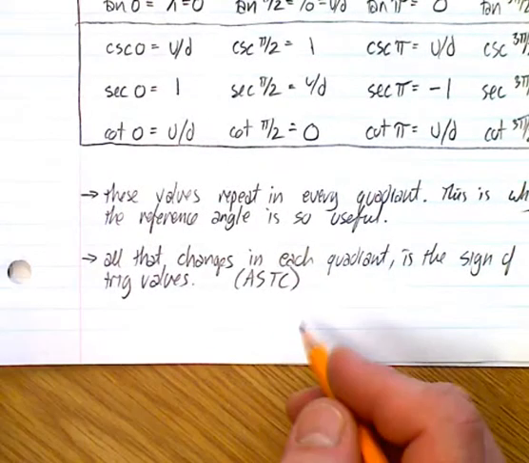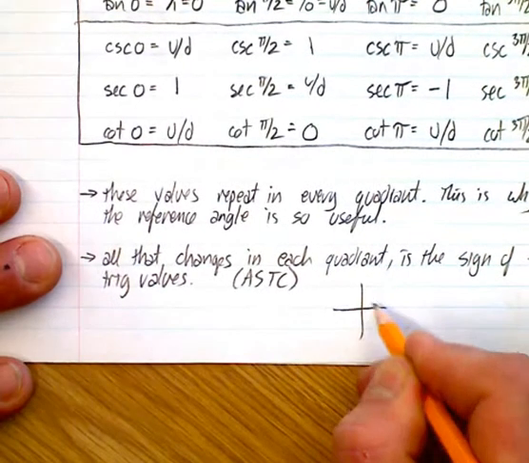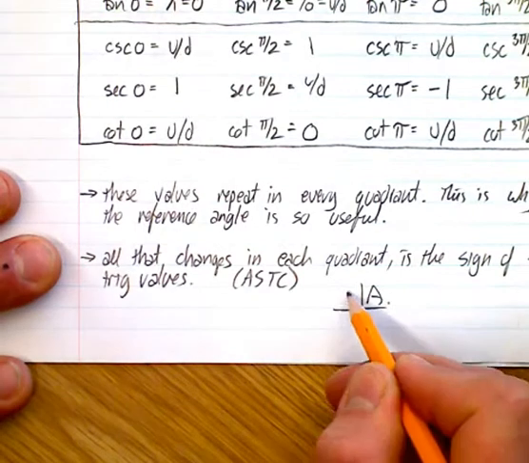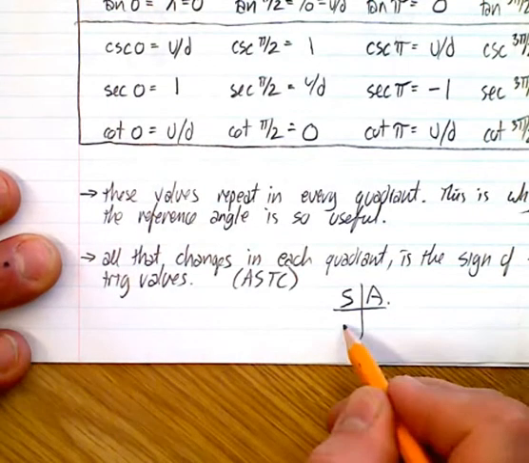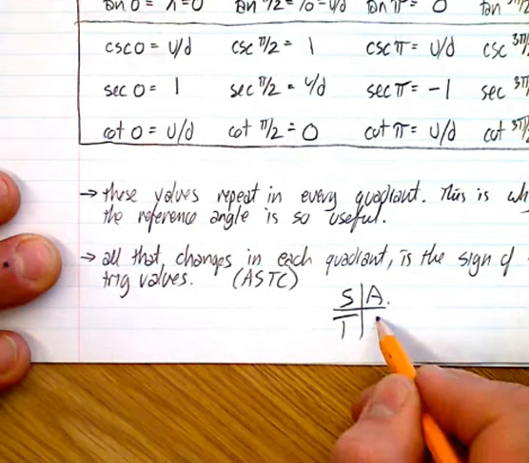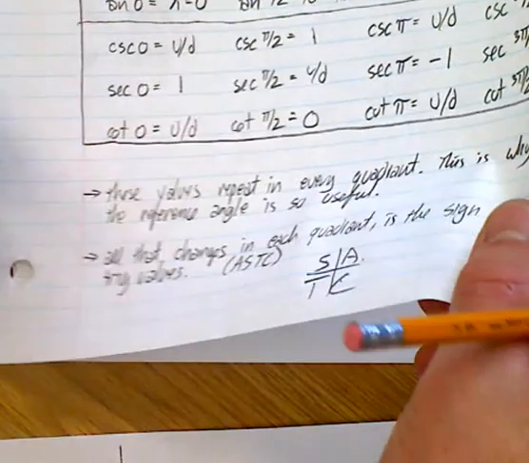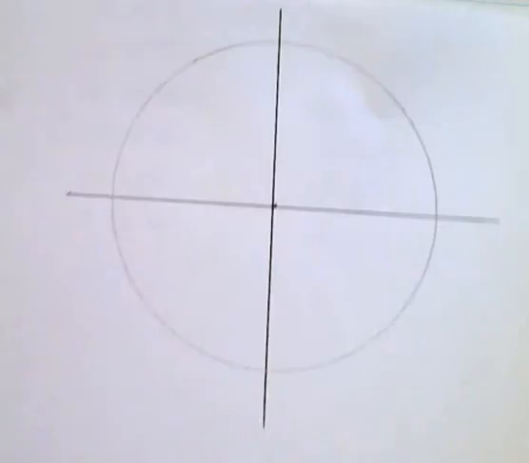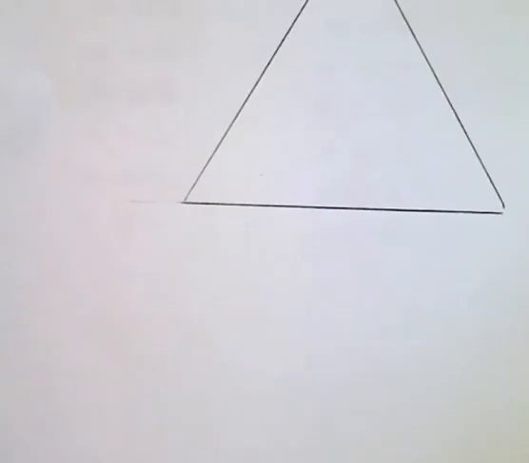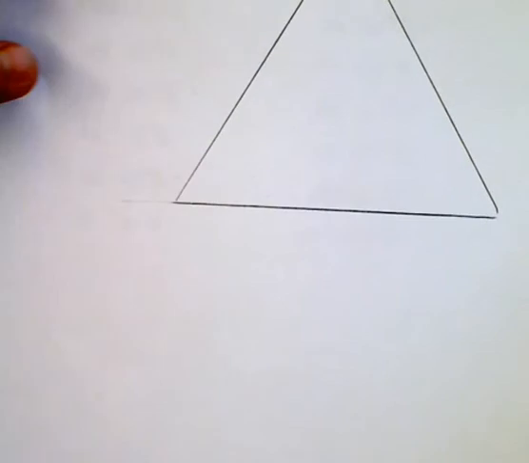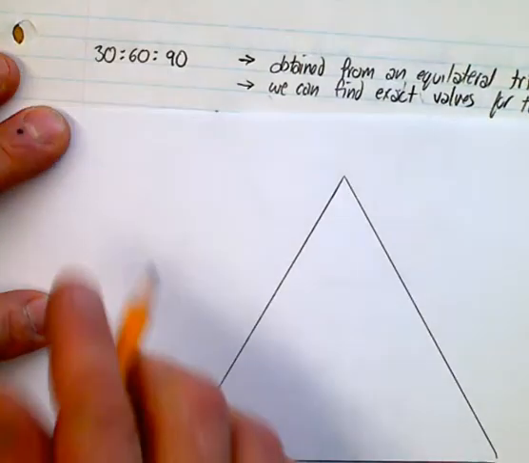We're going to look at that a little bit more in detail as well. Remember this ASTC thing, meaning that they're all positive in the first quadrant, that sine is positive in the second, the tan is positive in the third, and the cosine is positive in the fourth, okay? So the next step that we're going to look at here is what we call a 30, 60, 90 degree triangle, okay? This is another special angle.